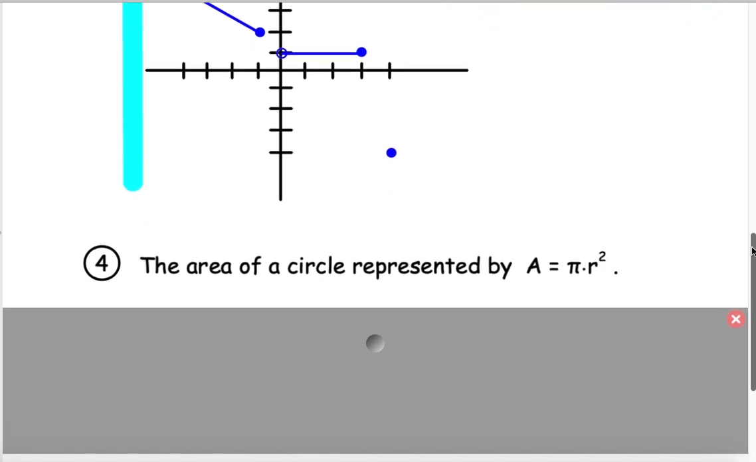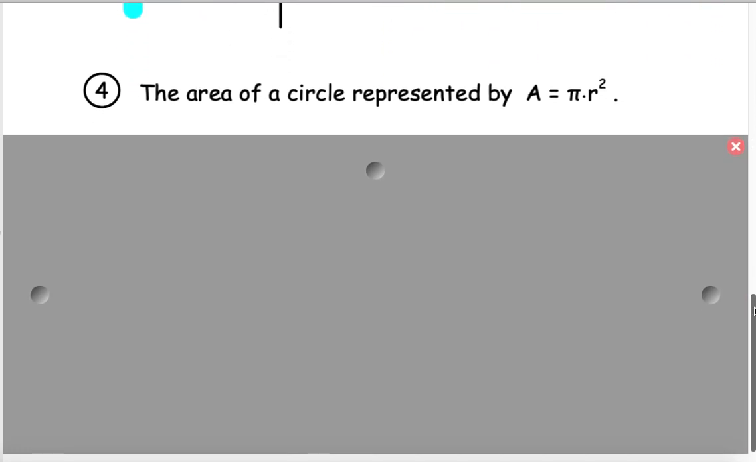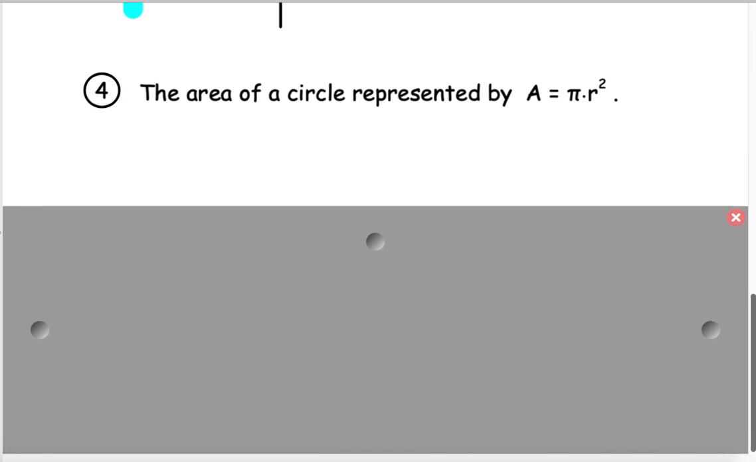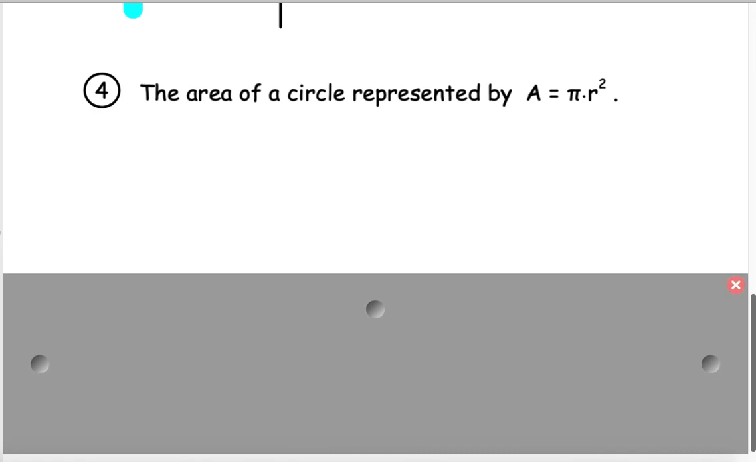Let's look at one more example. Find the domain of the area of a circle represented by this formula. And you're familiar with this probably. A is equal to pi times the radius squared.